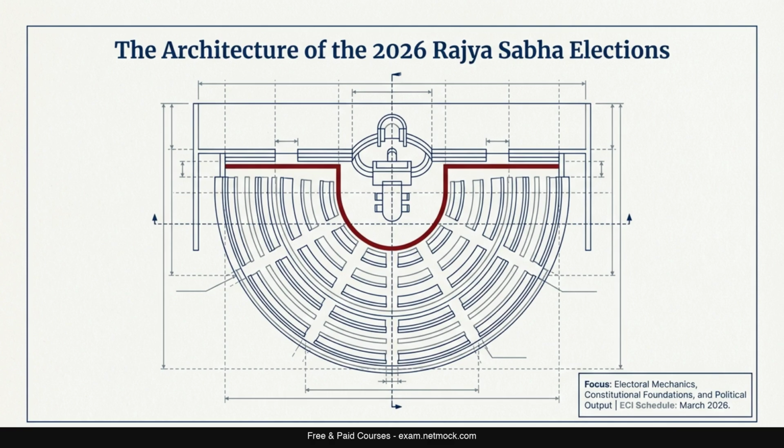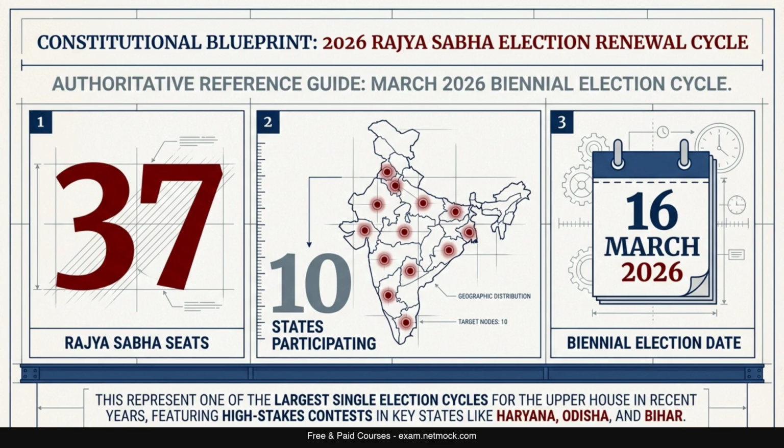Welcome to Netmock IAS. In today's session, we decode the architecture of the 2026 Rajya Sabha elections. This is one of the most significant biennial election cycles in recent memory, and understanding its mechanics is absolutely essential for your UPSC preparation. The focus here is on electoral mechanics, constitutional foundations, and the political output of these elections. Let's begin. Here's the big picture.